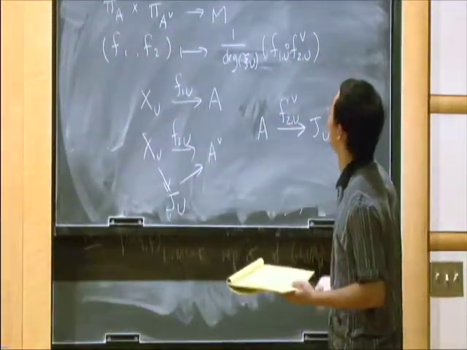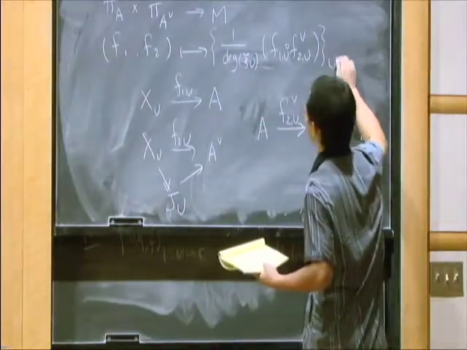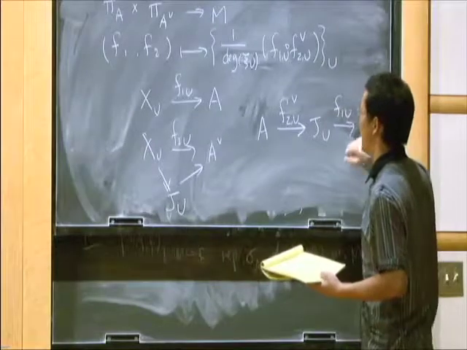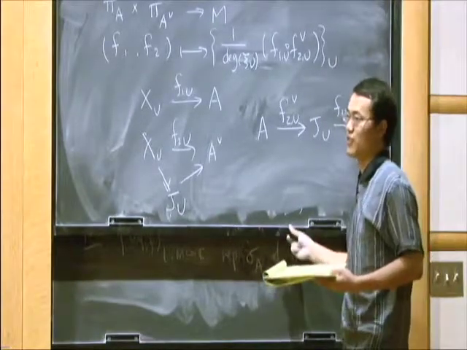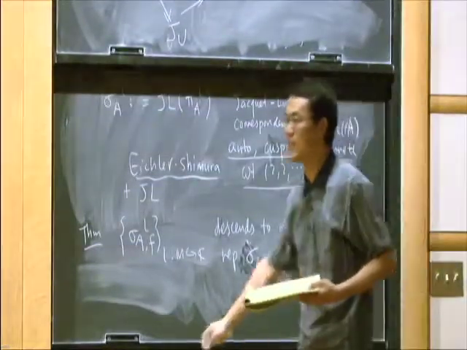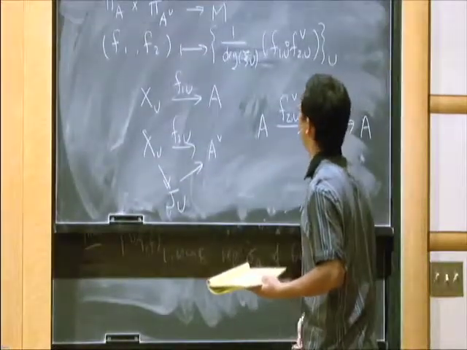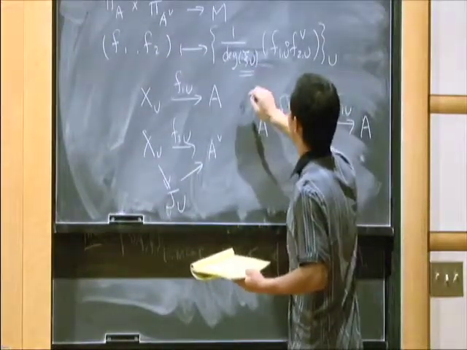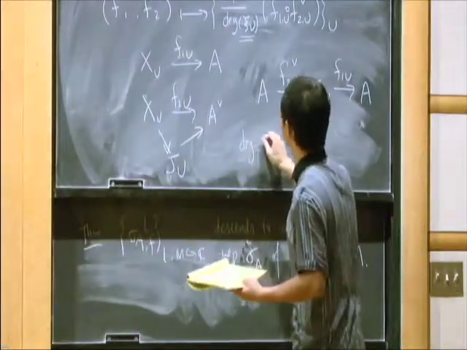U is any open compact subgroup, so those XU will be geometrically disconnected curves. Over F it is connected, but geometrically it's not connected. What is this degree of the Hodge bundle? The degree of Kc-U.